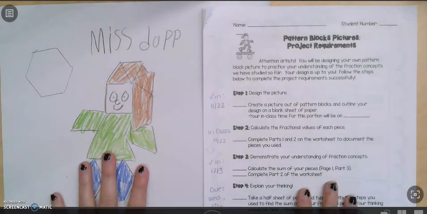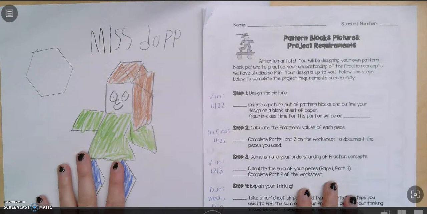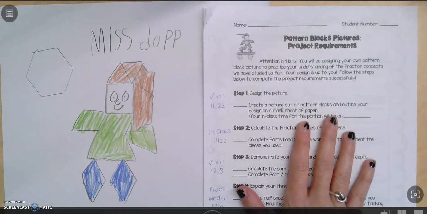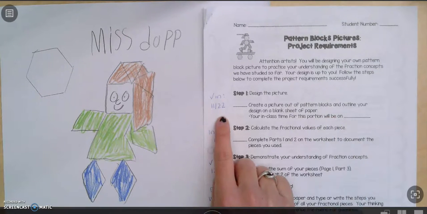So you're going to need to grab two things. First, you're going to need your picture, and second, you're going to need your pattern block picture project. And I've got both of those here. Let me get them set up for you now. Okay, so I have here the two pieces I need. I have the picture and I have the pattern block picture directions.